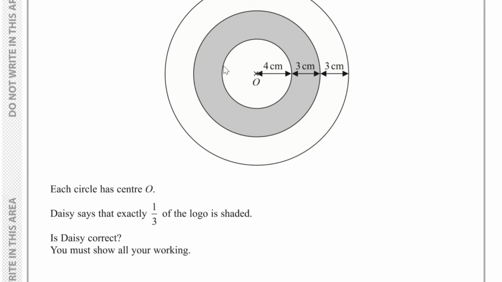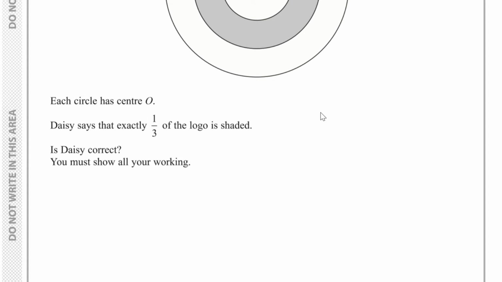Well, here we've got a small circle, a medium circle, and a larger circle. We can find out the area of each of those, and from that we can find out the shaded area, and then find out the proportion of the logo which is shaded. So if we find out the area of the small circle, the small circle has area pi r squared, so we've got pi lots of 4 squared, which is 16 pi.